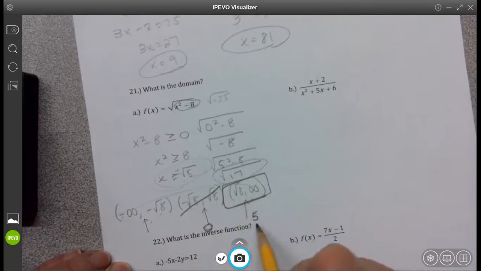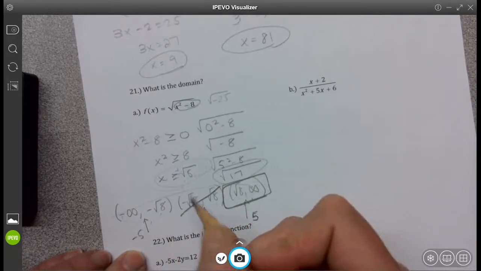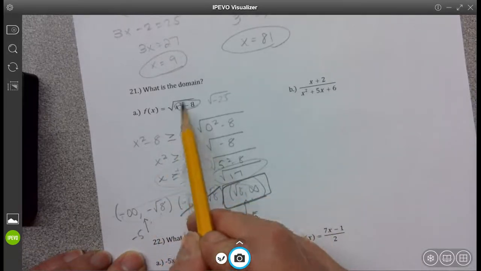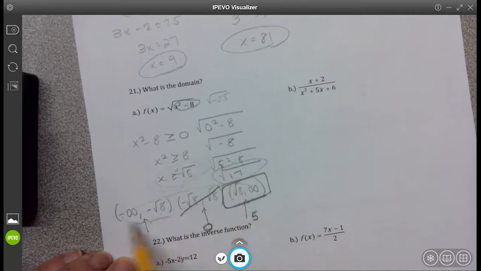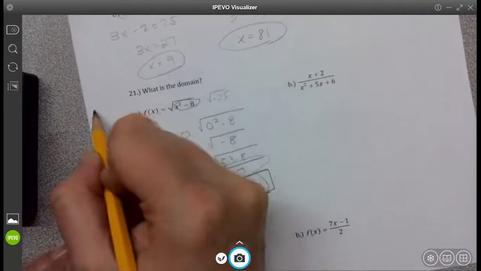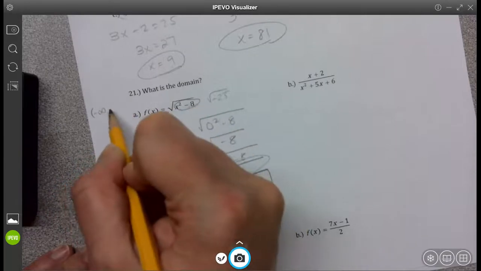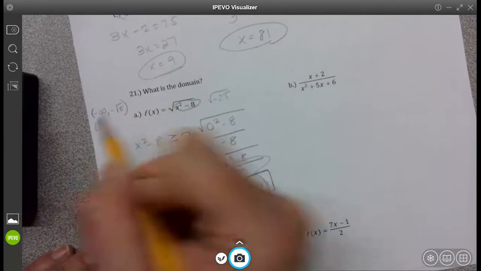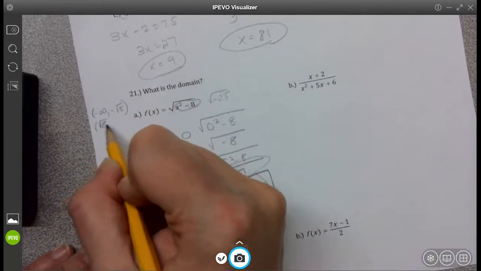Here, let's try negative 5. If I put negative 5 in, I'll get the same thing. So these two intervals are your domain. It's almost all real numbers, but it's not. These two numbers are your critical numbers. So this is your answer.